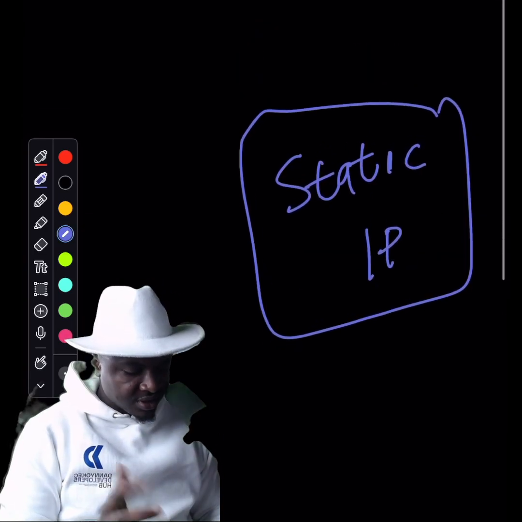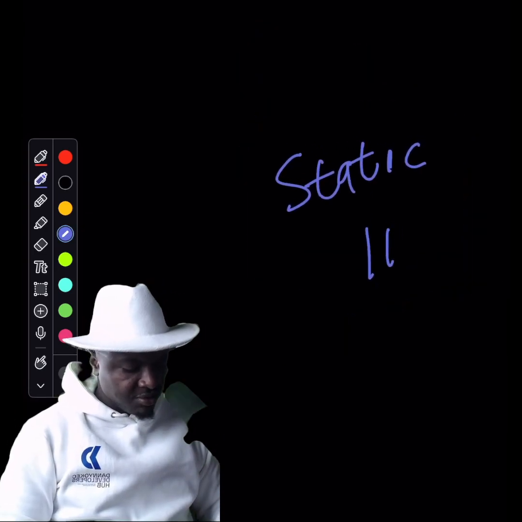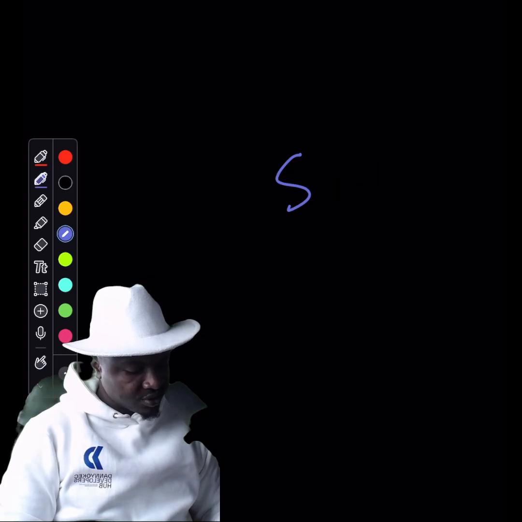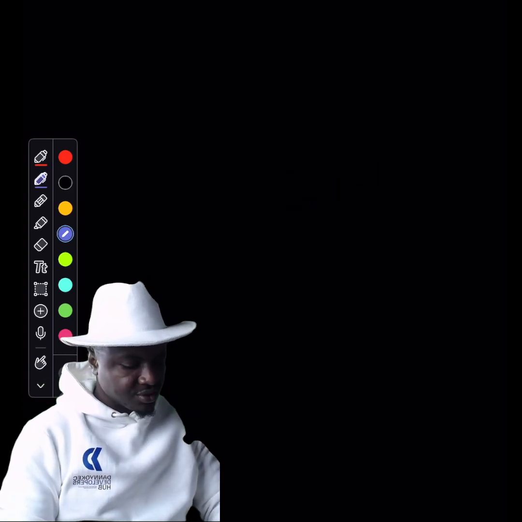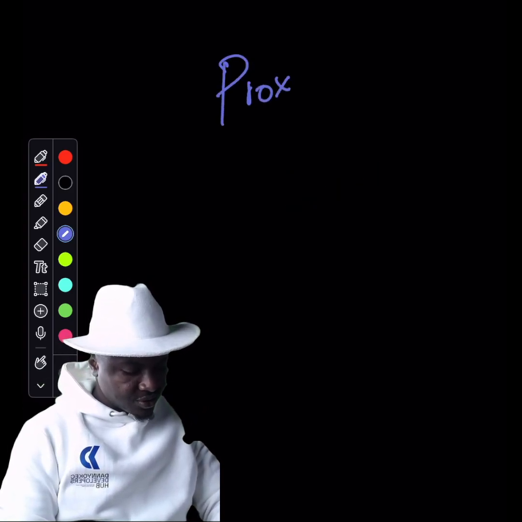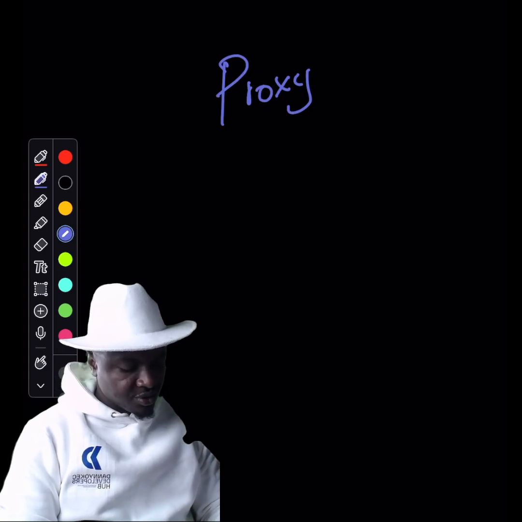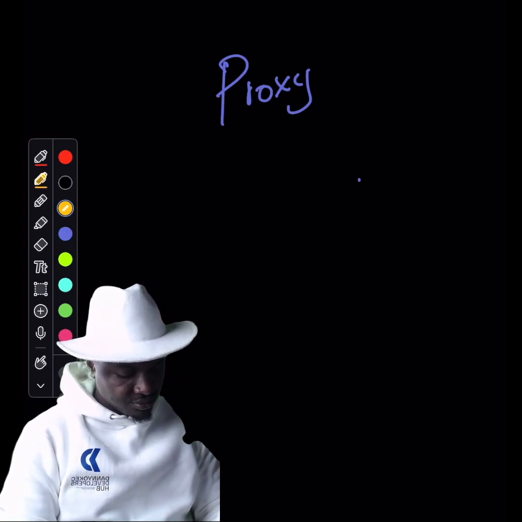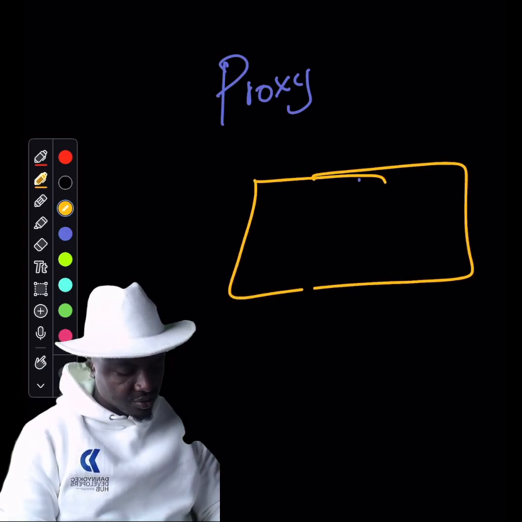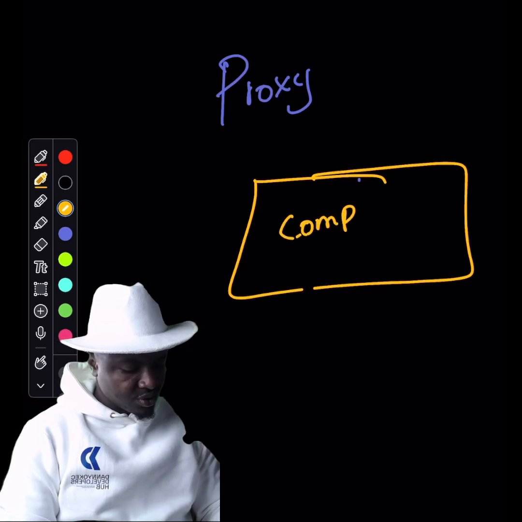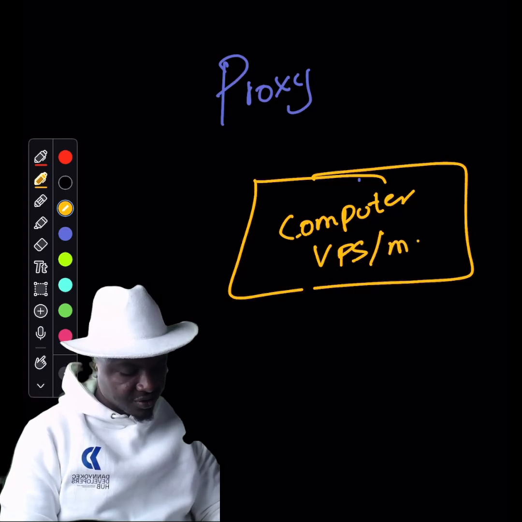So let's be drawing the diagrams one after the other. Let me first of all draw what a proxy is. I know we all know, but let me just draw it. So now we have a proxy. So what is a proxy? A proxy is a computer. You can say computer, you can say VPS, a machine, any of them.